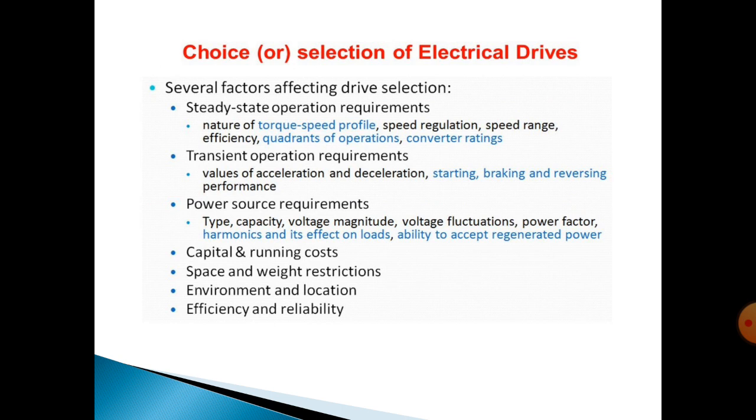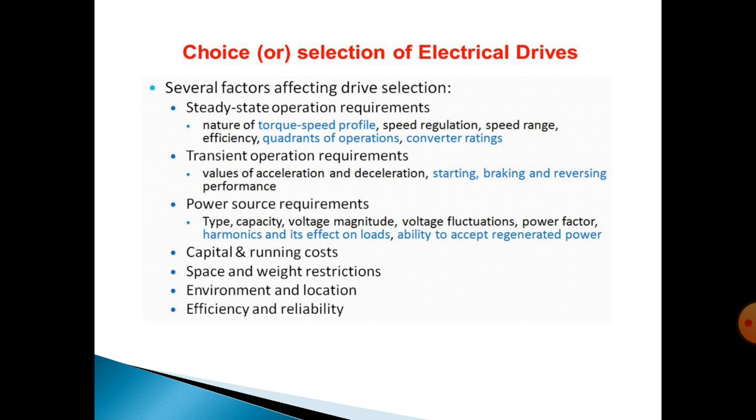Next one is speed regulation, speed range, motor efficiency, duty cycle, quadrants of operation. In this point, quadrants is nothing but four quadrant operation. And next one is speed fluctuations. And the second important choice is transient operation requirements. In this point, consider the value of acceleration and deceleration. And next one is starting, braking, and reversing performance. These are the important parameters to consider for the transient operation requirements.